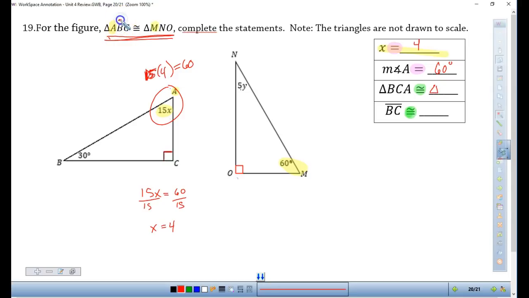So BCA. So B matches, let's see, BCA. We're just switching the order. So B is second, so it would match N. C is last, so it would match O. And A is first, so it would match M. So we can double check ourselves, and the same thing should match. A matches M, it still does. B matches N, still does. Okay, they're just in a different order. And C matches O, still does. Okay, so BCA would match triangle NOM.